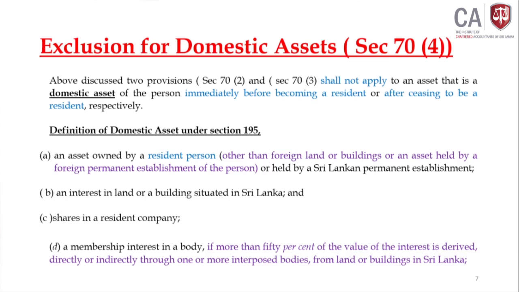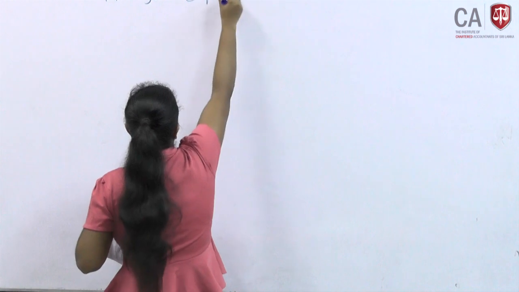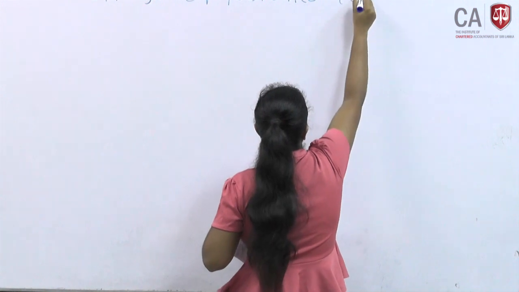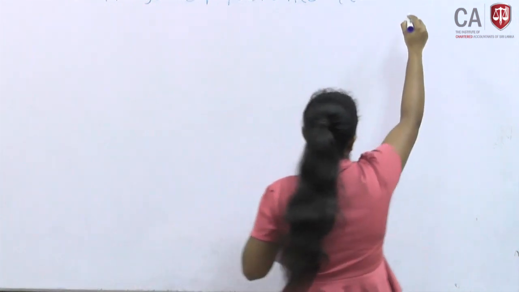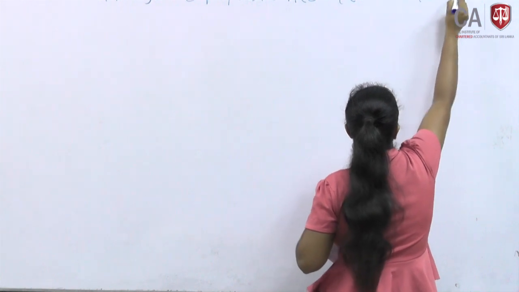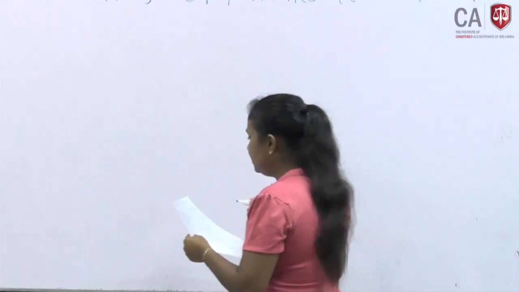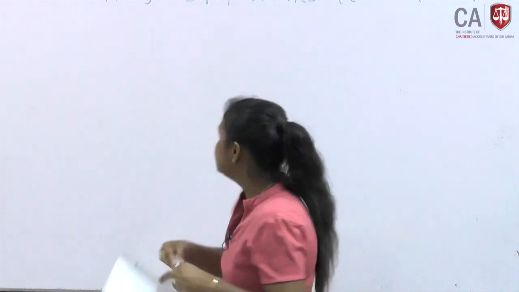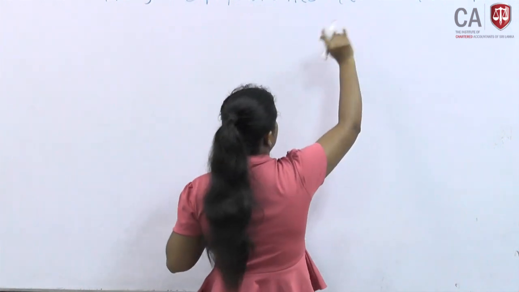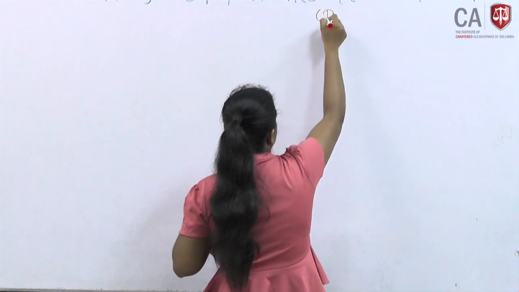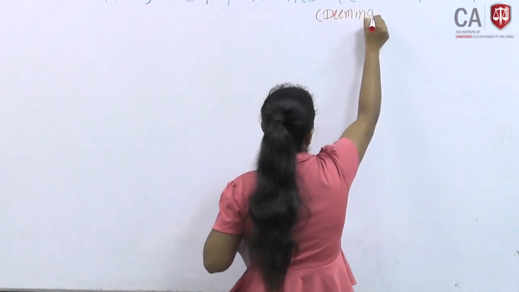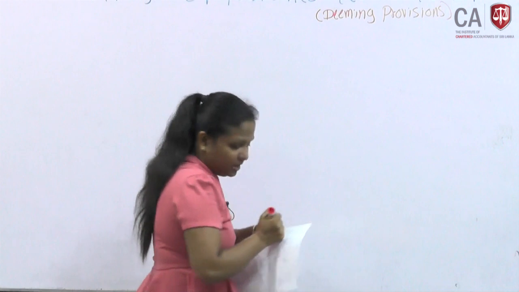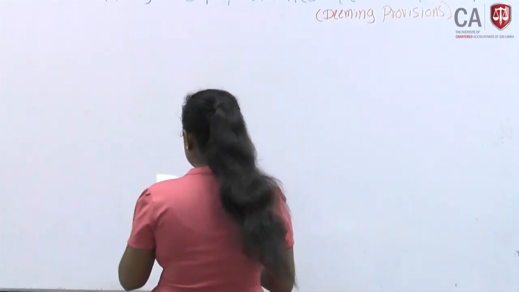Change of residence, which is covered under section 70 plus the realization section 39. When it comes to section 70, subsection 2 and subsection 3 are deeming provisions of the act. We will have an explanation note on this.